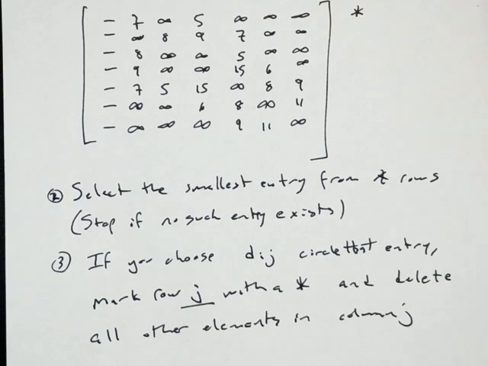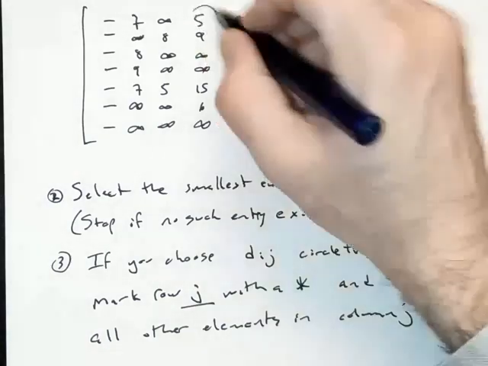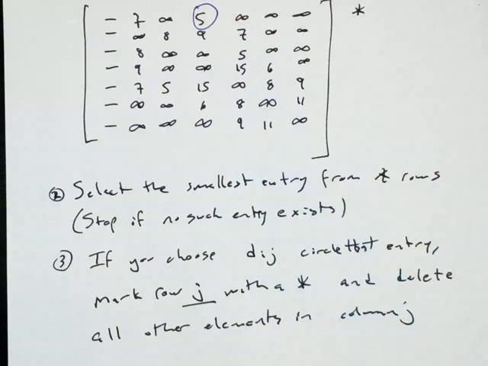So, there's only one starred row. Find me the smallest element in it. What number do you get? 5. So, we take that 5 and we circle it. I'll do that up here, but really, I should be doing this in the new version of the matrix. That's step 2. We've selected the smallest.